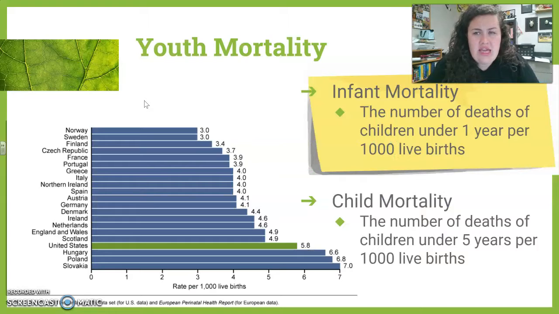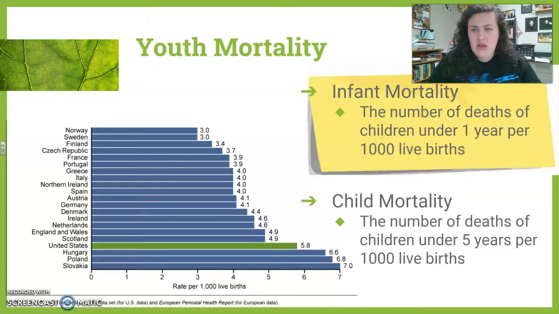So the, I believe, final metric that we can talk about in a population is youth mortality. So you can divide that up between infant and child. Infant mortality is the number of deaths per children that are under 1 year. And again, we scale that for 1,000, just like we did with crude birth and crude death. So child mortality is a little different. It's kids that are between 1 and 5.